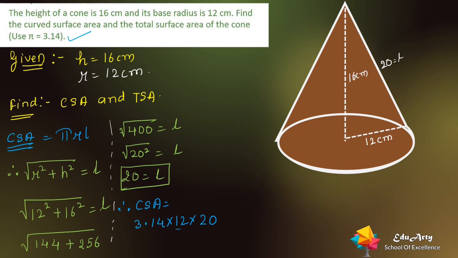So 20 into 12, that's going to be 240, and 240 into 3.14. So 24 into 3 is equal to 72, and 24 ones are 24, and 24 fours are 96. So it's equal to 7536, but there is a 0 here, 20 ka, so you'll put 75360, and then you'll give a decimal after how much? Point, correct? 2. So this is your final answer. This is equal to your CSA.